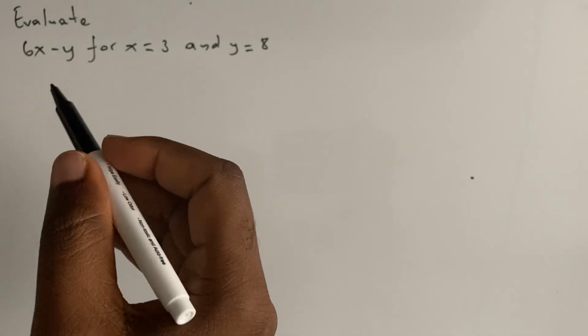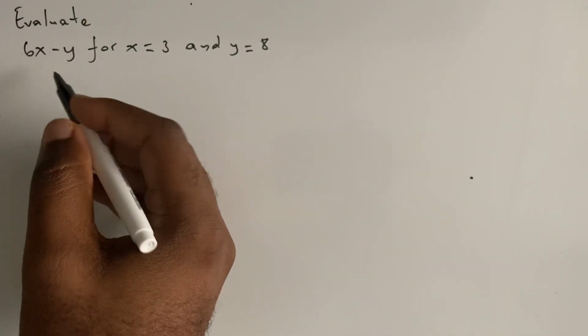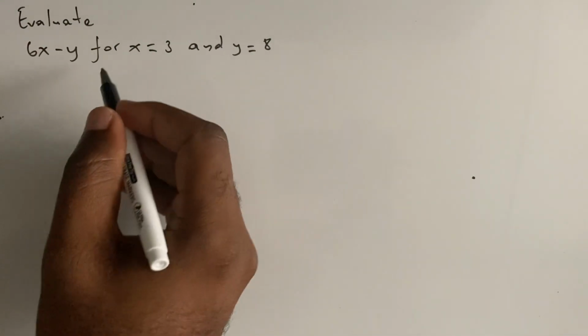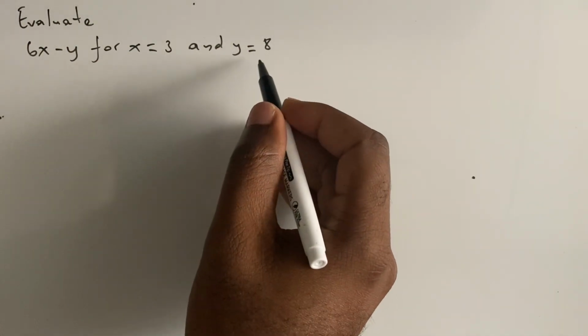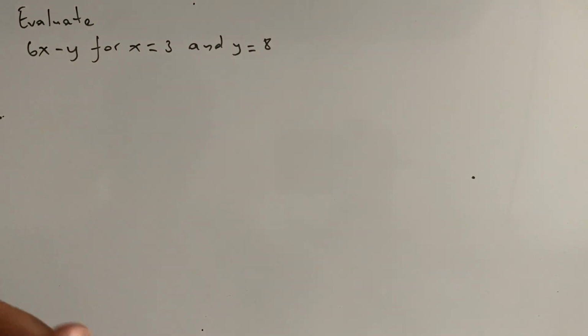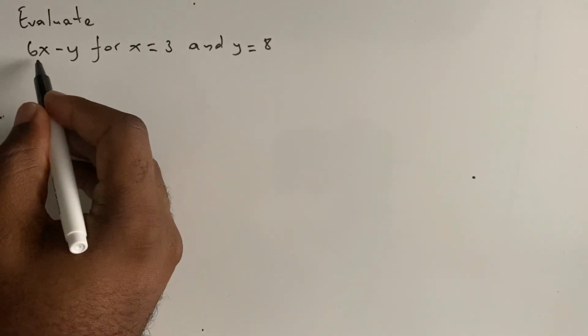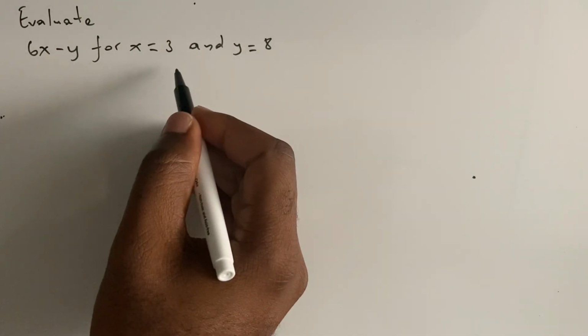Hello guys, in this video I'm going to show you how to evaluate algebraic expressions. As in this case here, you need to evaluate this expression 6x minus y for x equals 3 and y equals 8. When you evaluate expressions, what you really do is replace the variables you have by their actual values, okay?